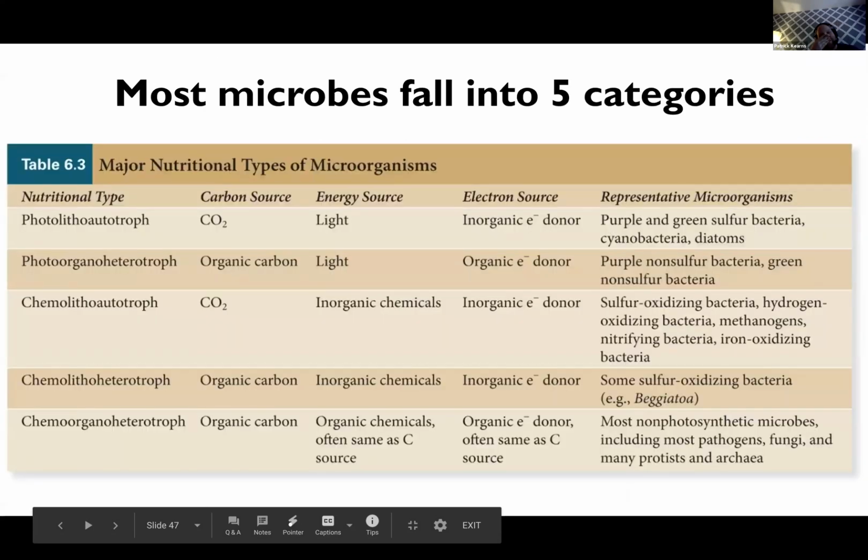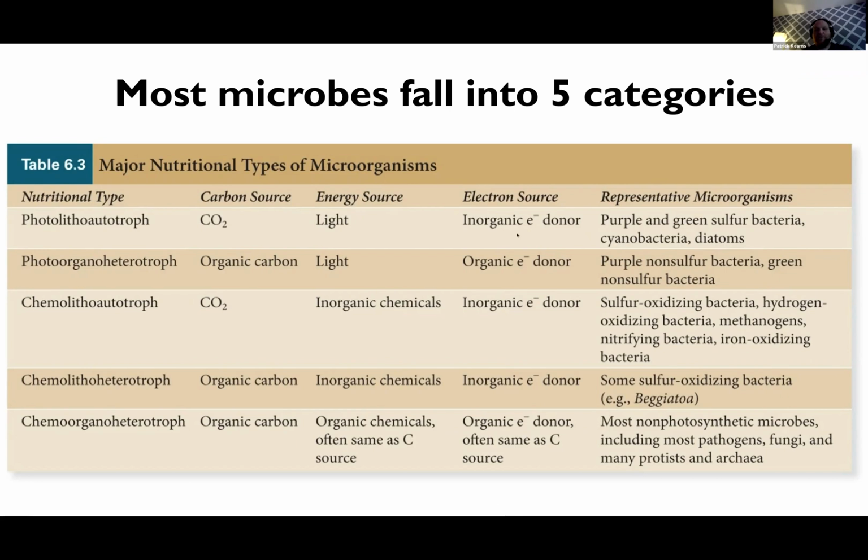Microbes typically fall into 5 categories. You could be a photolithotroph, which means you have CO2 as your carbon source, light as your energy source, and you're getting your electrons from an inorganic source. Again, inorganic sources are things that are not carbon-based. We have photoorganoheterotrophs, where they get their carbon from organic carbon, so food from the environment. They get their energy from light, and they get their electrons from an organic electron donor.